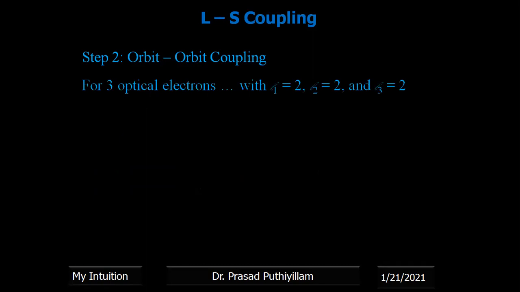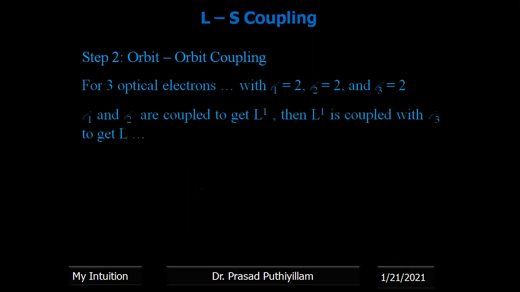For a three optical electron system with L1 equal to 2, L2 equal to 2, and L3 equal to 2, that is a d orbital having 3 electrons, L1 and L2 are coupled to get L dash. L dash is coupled with L3 to get L. So L dash coupling is modulus of L1 minus L2 to L1 plus L2, that is 2 minus 2 to 2 plus 2. 0, 1, 2, 3, 4 are the values for L dash.